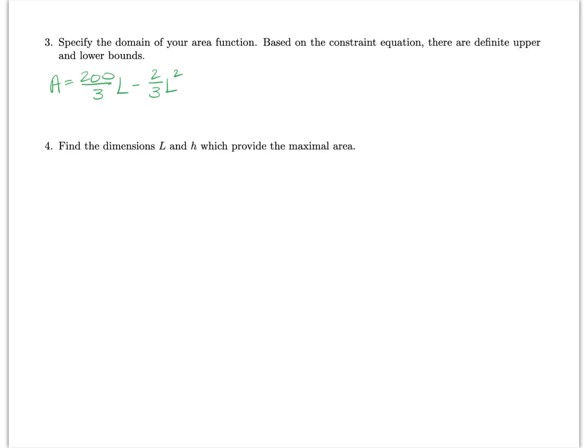Okay, in the next step, I want to specify the domain of the area function. Based on the constraint equation, there are definite upper and lower bounds. All right, so I have redrawn the picture of our dog park, and my domain is the set of all input values for the original function. So the function that I'm looking at is A equals 200 thirds L minus 2 thirds L squared. I want constraints on L, like what is the smallest L and the biggest L?